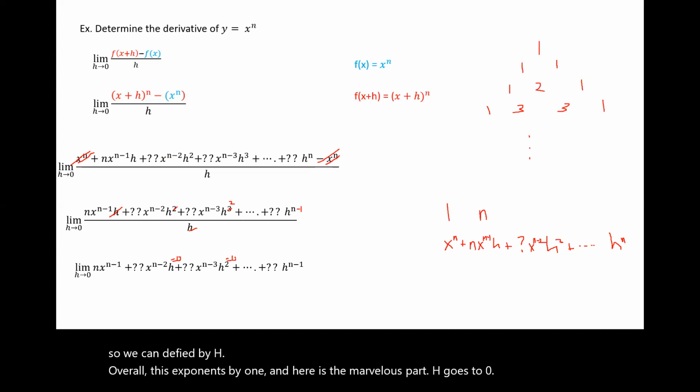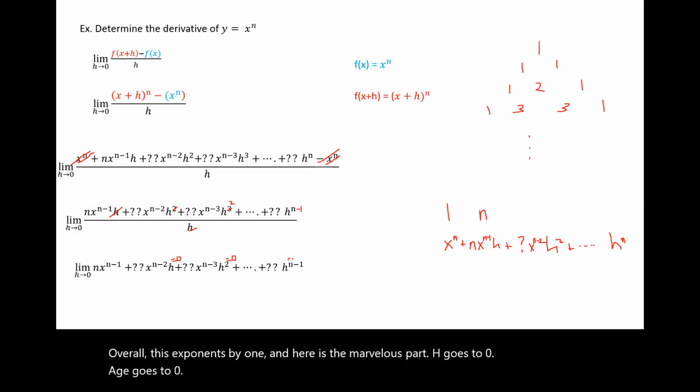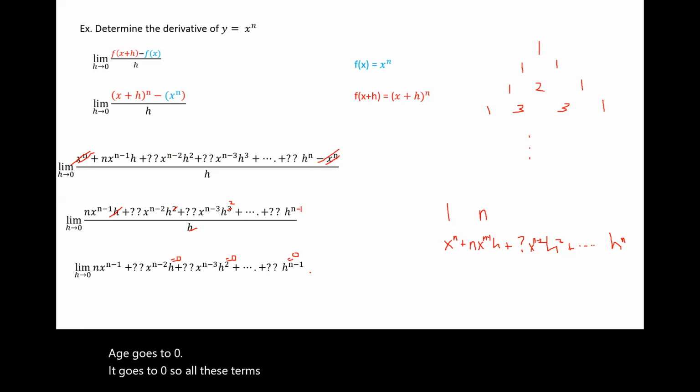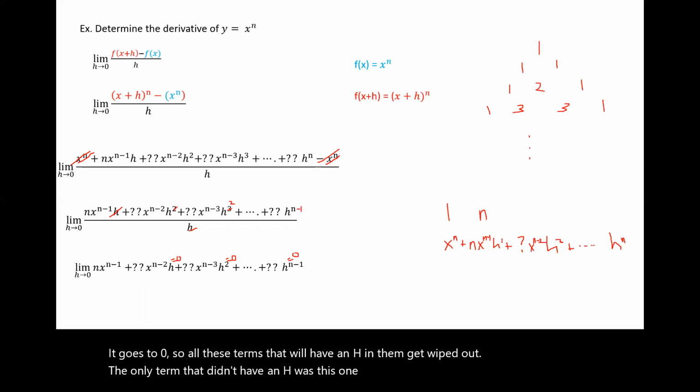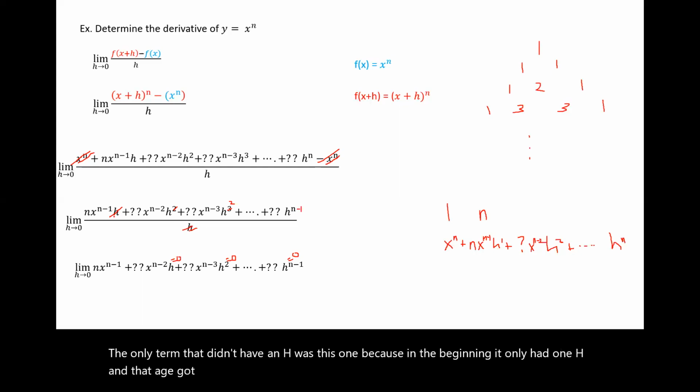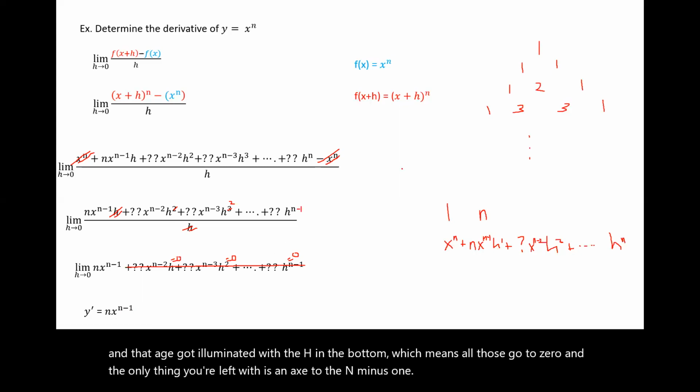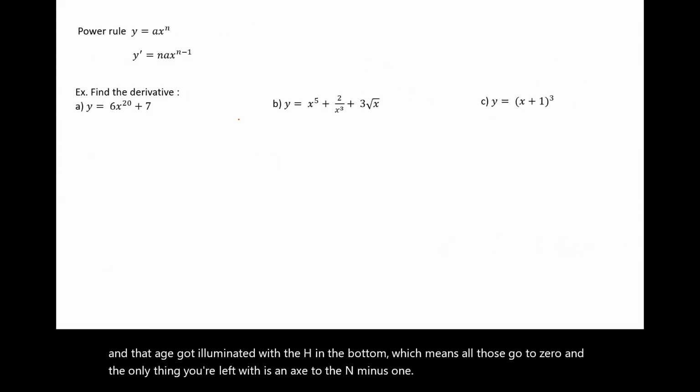H goes to 0. H goes to 0. So all these terms that will have an h in them get wiped out. The only term that didn't have an h was this one because in the beginning it only had one h, and that h got eliminated with the h in the bottom, which means all those go to 0, and the only thing you're left with is n x to the n minus 1. Magnificent. How do we use it?